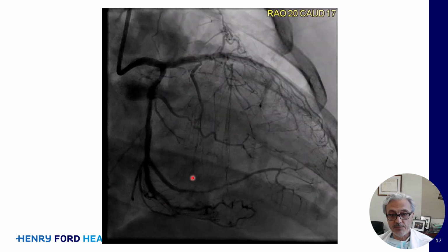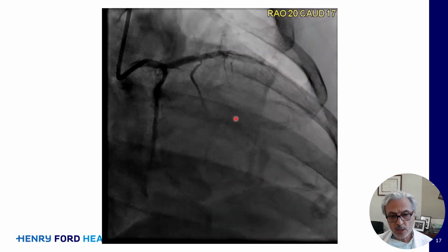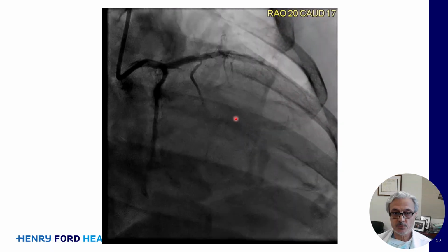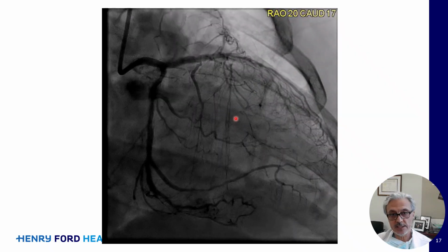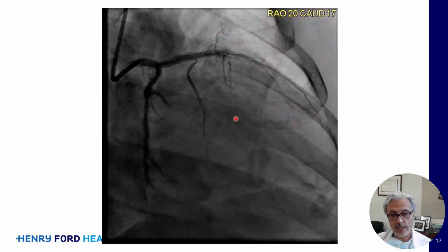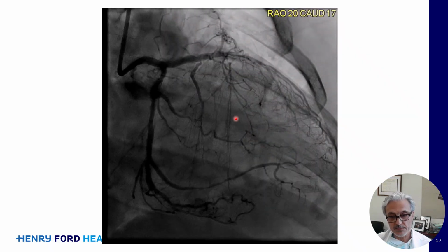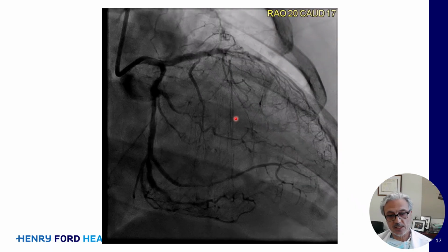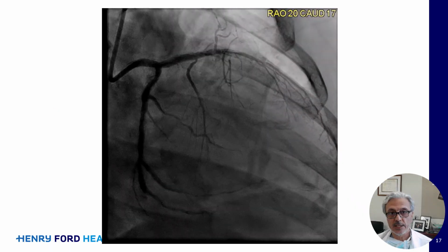So in summary, when you are performing left circumflex PCI, you have to be prepared to maintain all the branches, and it always feels like multi-vessel PCI because the left circumflex is small with multiple branches, and you better not lose any branches.